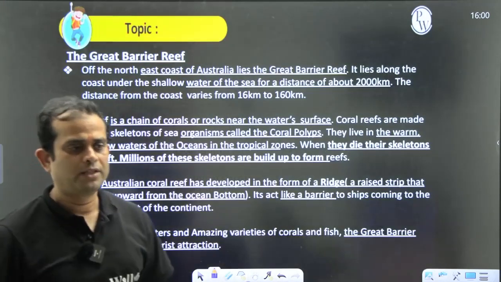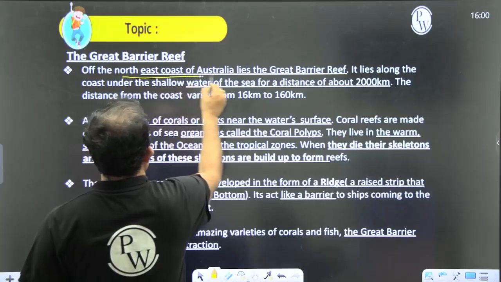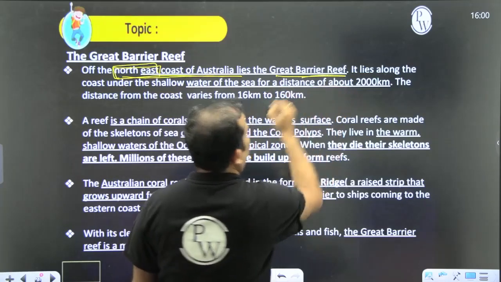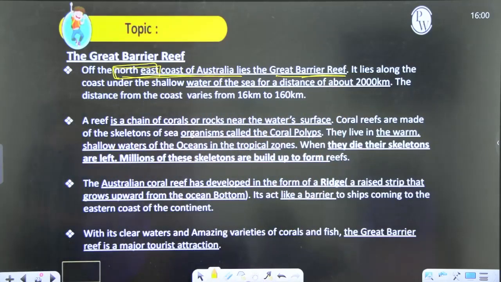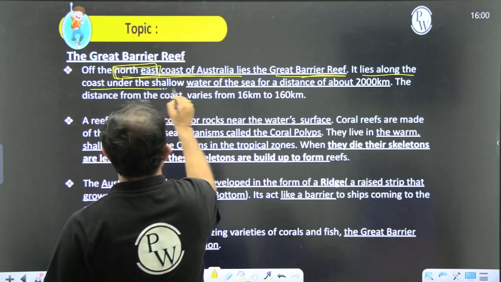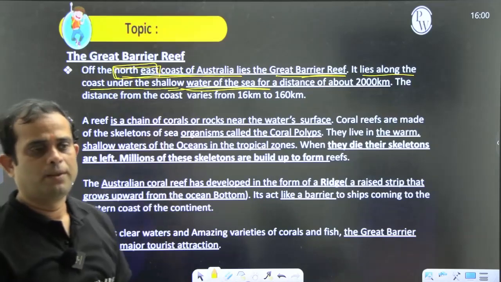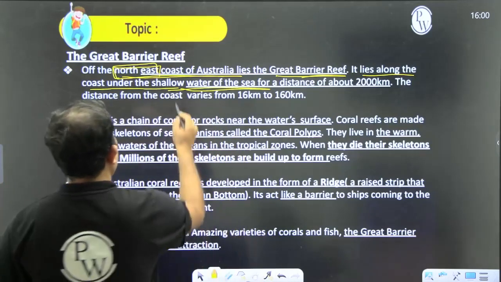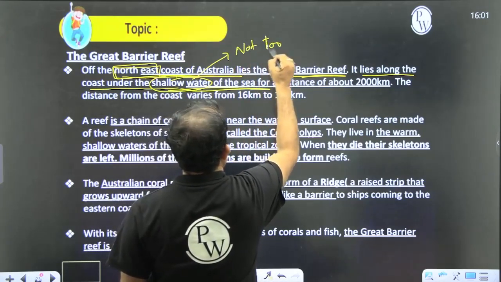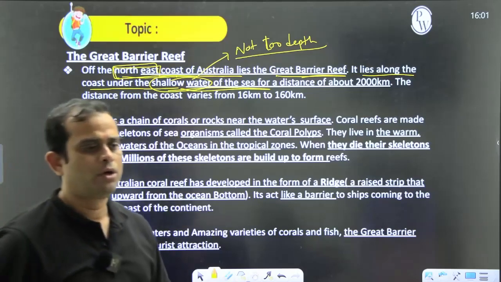Off the northeast coast of Australia lies the Great Barrier Reef. It lies along the coast under the shallow water of the sea. Shallow means not too deep, not having too much depth. Shallow water is not too deep, right?